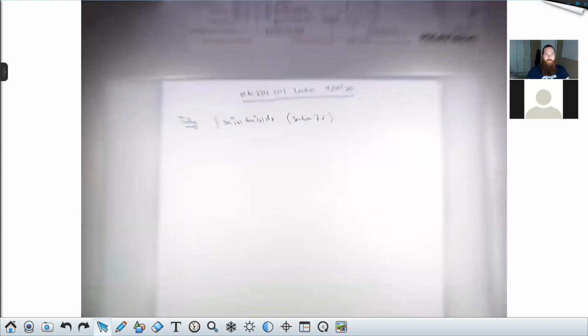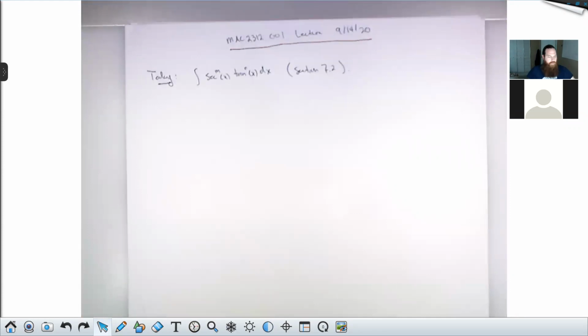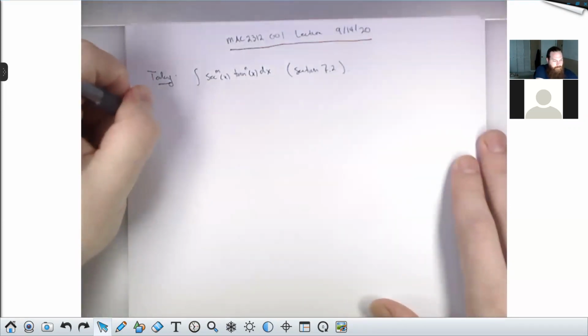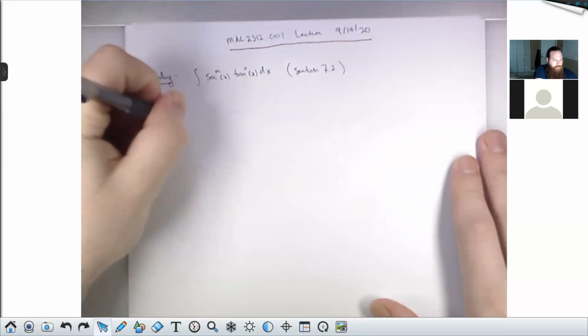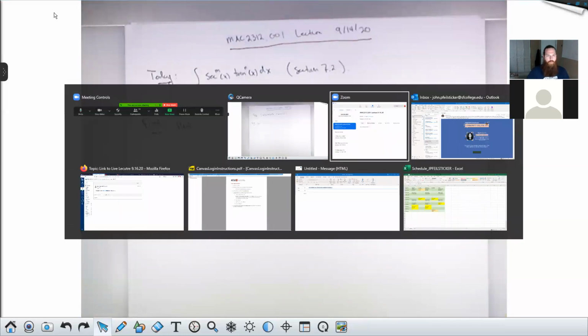All right, so the main plan today is to continue section 7.2 by talking about the secant tangent integrals. But first, we can look at a homework problem. That's from homework 4, number 4.